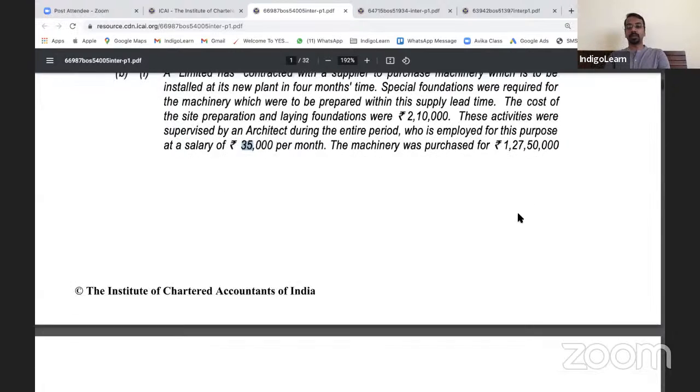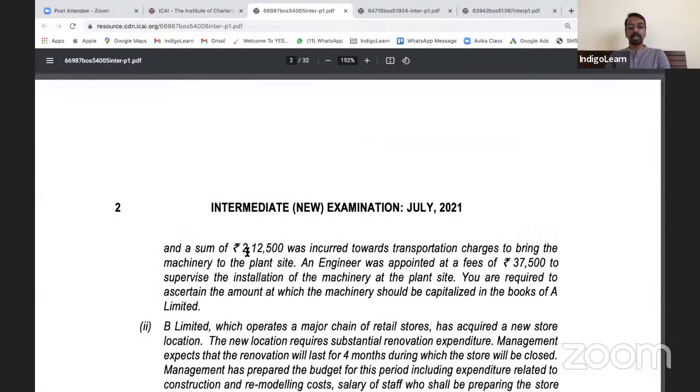Machinery was purchased for 1 crore 27 lakh 50,000. This was incurred on transportation. That will be included. Engineer was appointed at the fees of 37,500 to supervise the installation of the machinery at the plant site. Will you include that? Yes. You are required to ascertain the amount at which machinery should be capitalized in the books of A Limited.